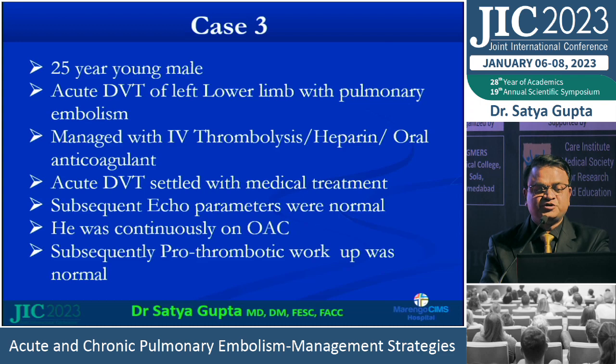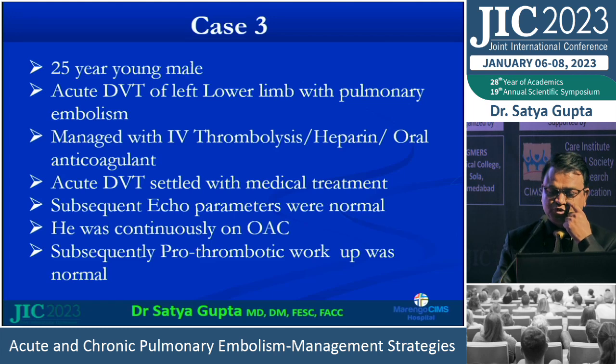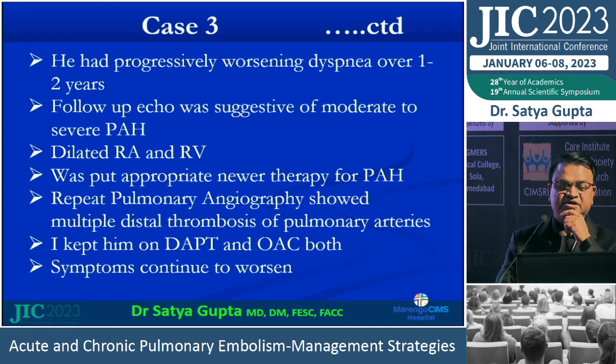The third patient was a 25-year-old male with acute DVT of the left lower limb followed by pulmonary embolism, managed with IV thrombolysis, heparin, and subsequently an oral anticoagulant. Acute DVT was settled with the medical treatment. Subsequent echo parameters were normal, and he was put on the oral anticoagulant. But subsequently a prothrombotic workup was also done because he was very young, and it was all normal.